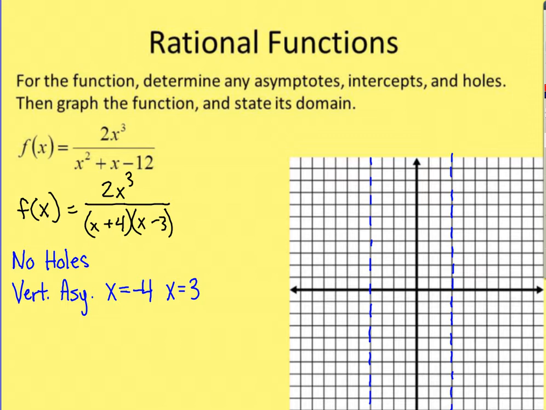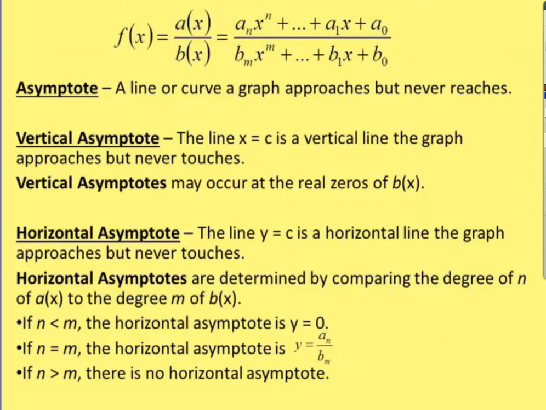Next, we're going to look for horizontal asymptotes. We need to determine the degree of the numerator and the denominator. The degree of our numerator is 3. The degree of our denominator is 2. So if we look back, when the degree of the numerator is larger than the degree of the denominator, there is no horizontal asymptote.